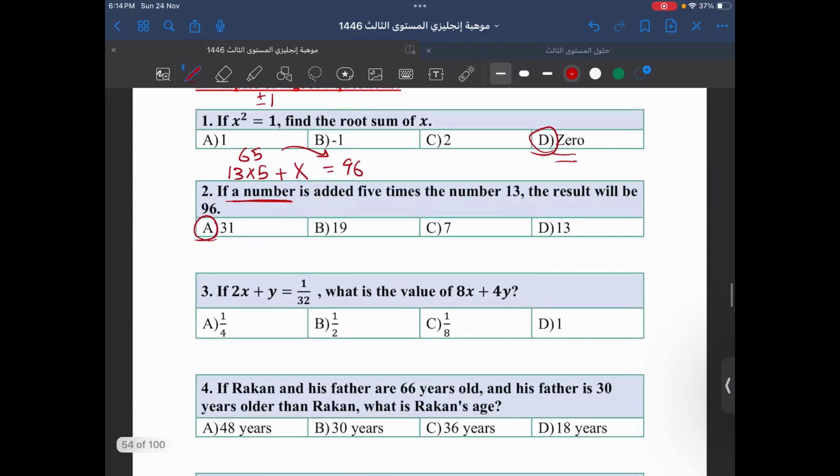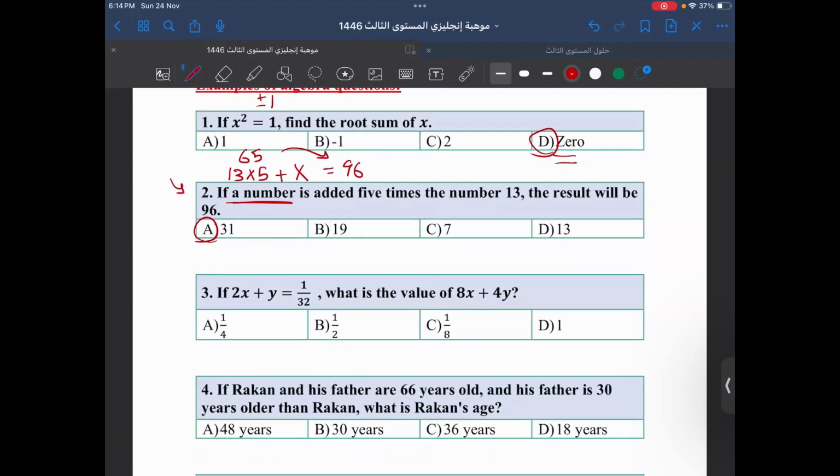So the question here, they're asking you to make an equation. But because the translation was not optimal, it was not clear. But in the exam, this is the idea of the question: they're writing it for you and they want you to form an equation and then solve it. Okay?